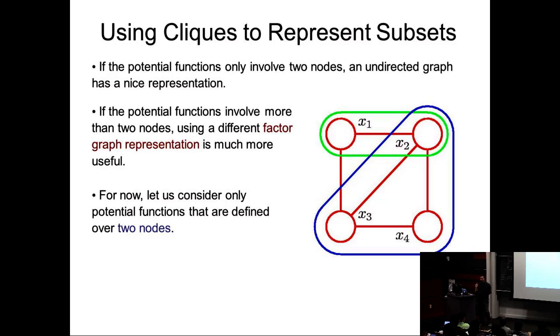So if the potential functions that you're defining only involve 2 nodes in an undirected graph, the undirected graph has a very nice representation, right? Because it's just pairwise potentials. You can just write the product of just the pairwise potentials. If the potential functions involve more than 2 nodes, then there is a class of models called factor graph representations, just a different representation. And for the sake of this class, we're only going to be considering potential functions defined over 2 nodes. So the maximum clique is going to be a clique of size 2.